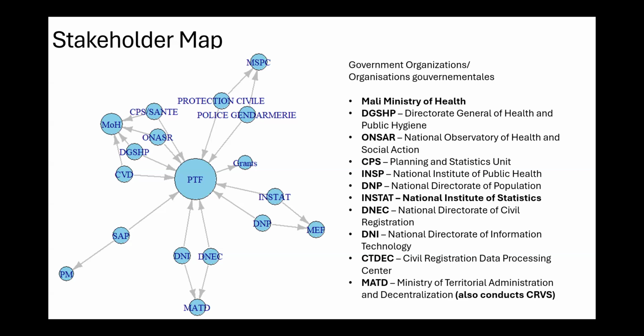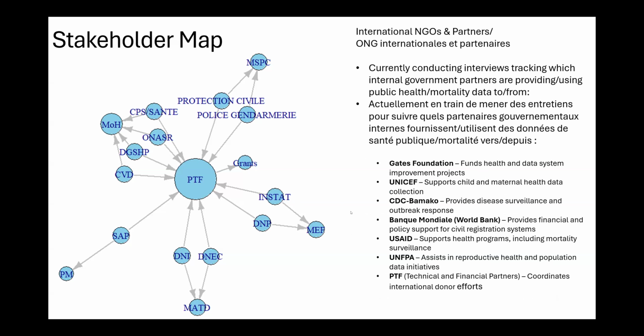We have noticed that there are 3 different entities. You've got your government organizations here, and there are a lot that are involved with health and mortality data. You can see here, INSTAT is in bold. And then at the end, the Ministry of Territorial Administration and Decentralization also conducts CRVS activities. So we are very interested in getting them to the table to understand what they're doing and how we can integrate our efforts, so we're not duplicating efforts.